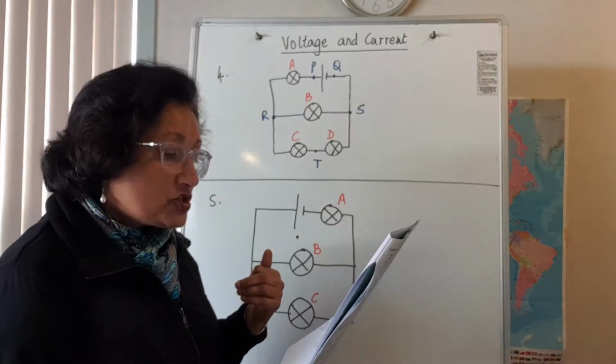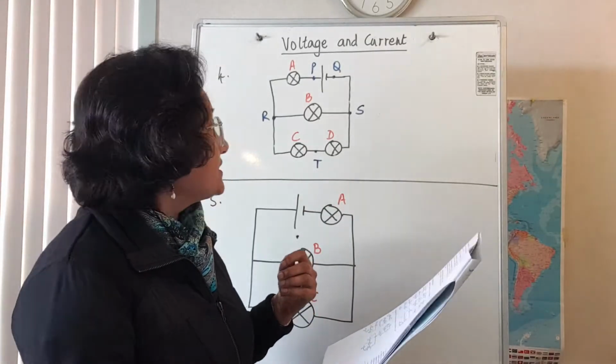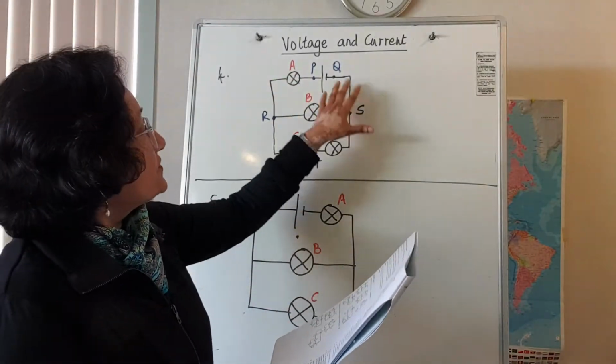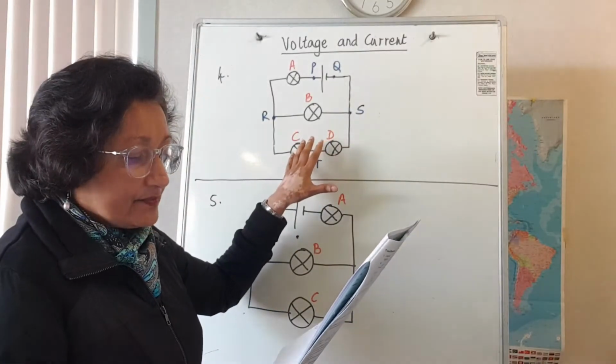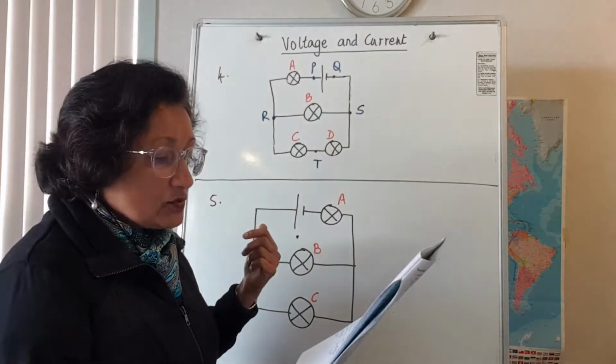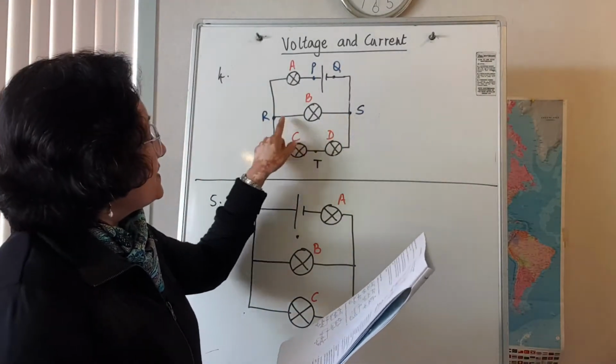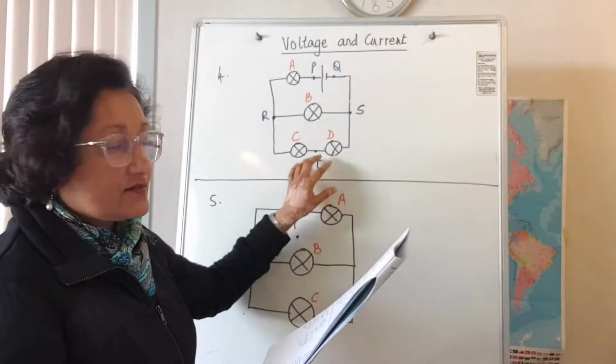Now, between which two points is the resistance the greatest? I would say between points P and Q, because it's got the resistance of the whole circuit. And between which two points is the resistance the least? So it would be that, because that's got bigger resistance, right? Okay.